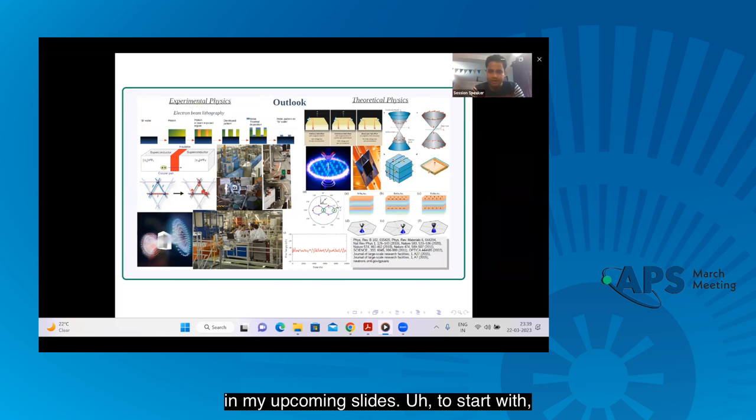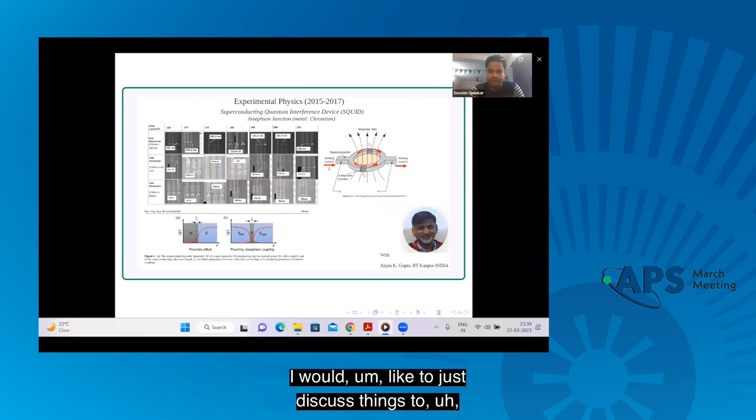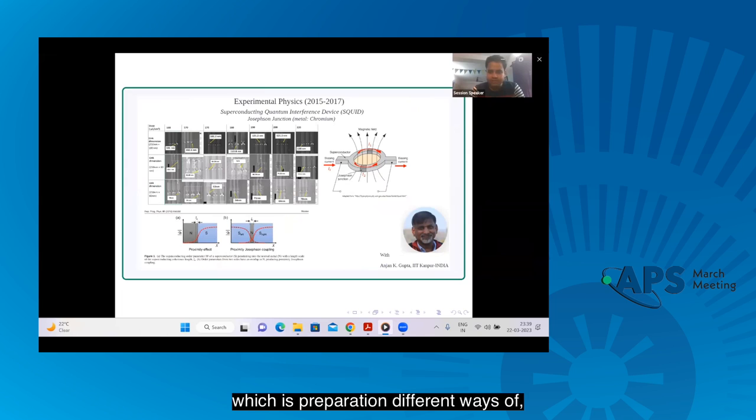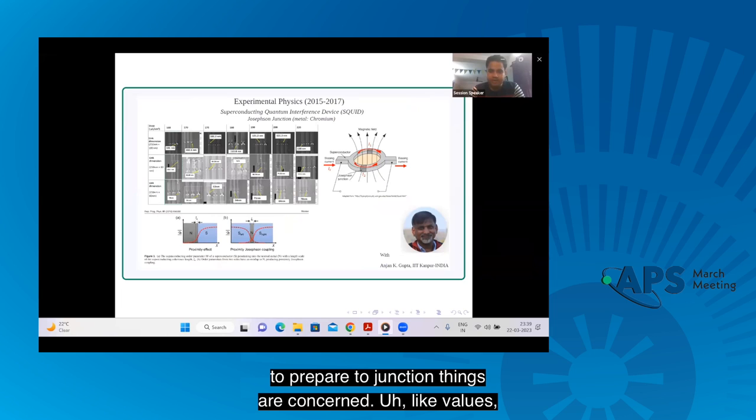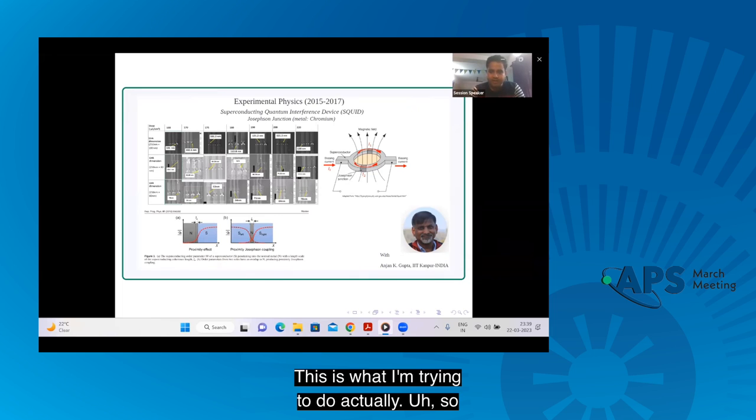To start with, I would like to briefly discuss things related to superconducting quantum interference devices, like Josephson junctions, in my work with Josephson junctions, the different ways to prepare Josephson junctions, and why Josephson junctions are important. And I would like to connect this work, as I have been mentioning, my experimental work along with theoretical work along a particular direction, as this is what I'm trying to do actually.